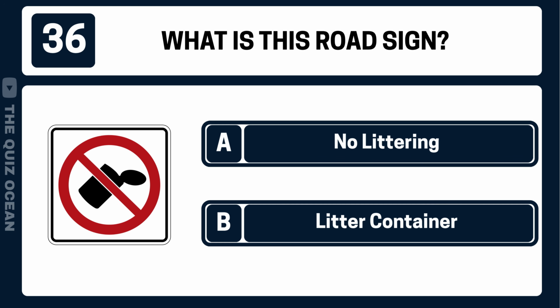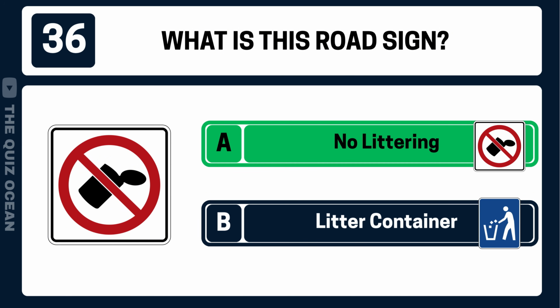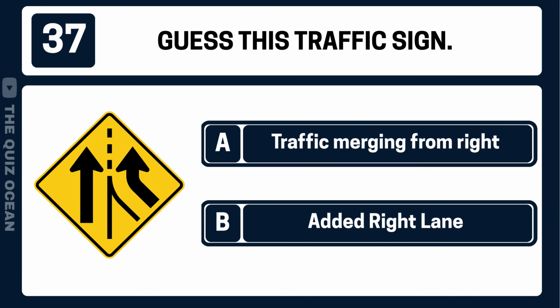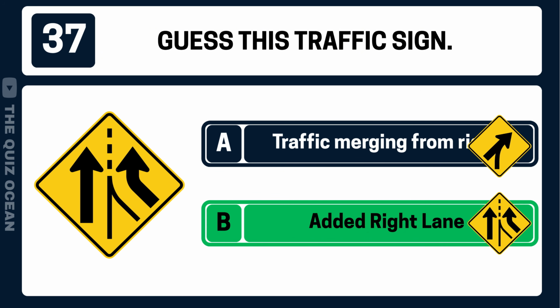What is this road sign? A. No littering. B. Litter container. Correct. It is the no littering sign. Guess this traffic sign. A. Traffic merging from right. B. Added right lane. Correct. It is the added right lane sign.